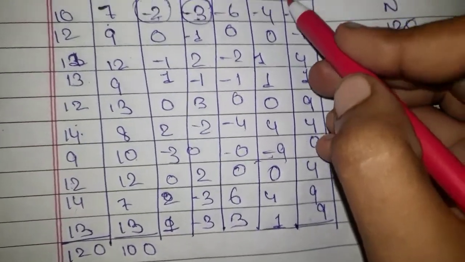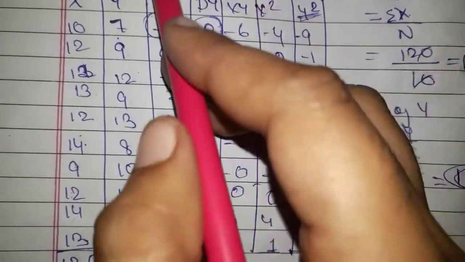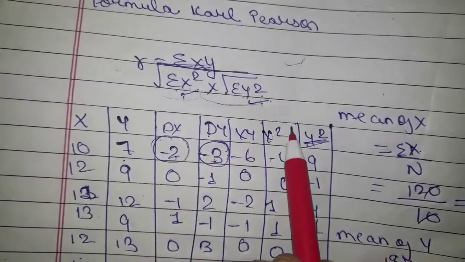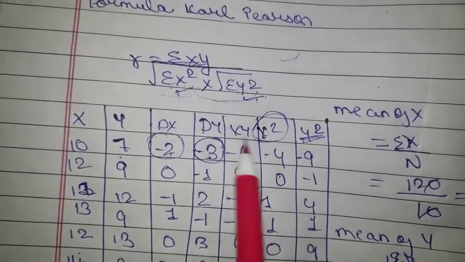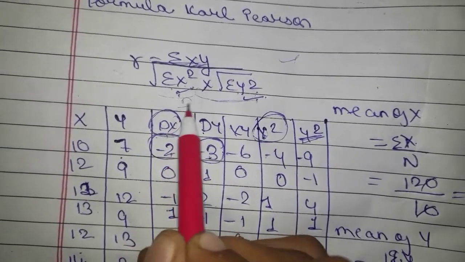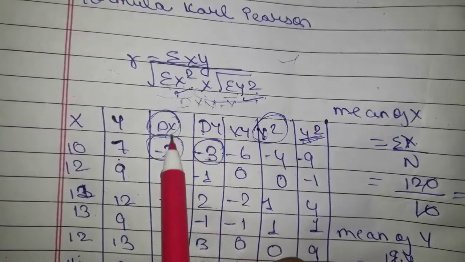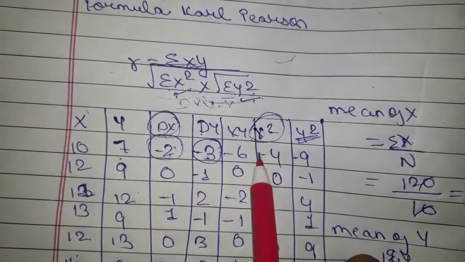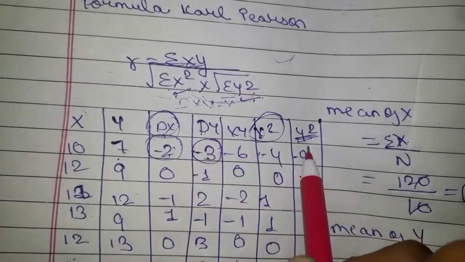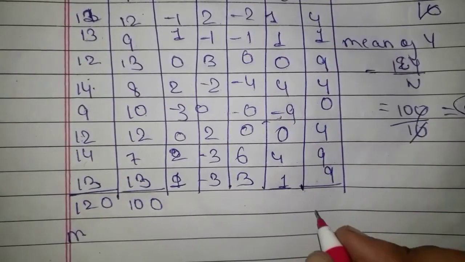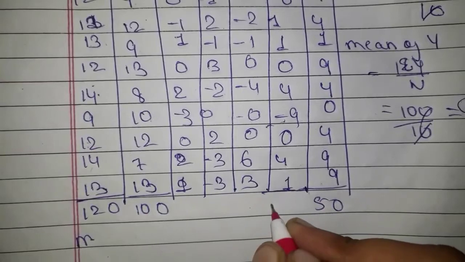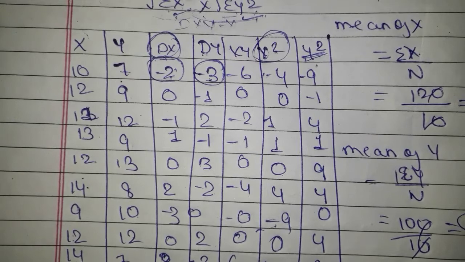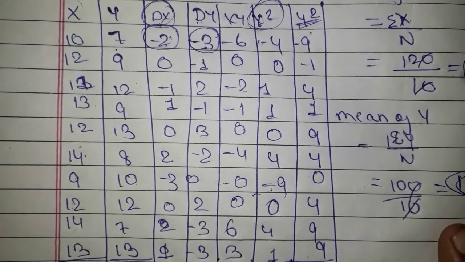As we know, it has been given in the formula that we want sigma x square and sigma y square. That's why we calculated x square and y square from the deviations. As you know, d is equal to x minus x bar. From deviation dx we calculated x square, and from deviation dy we calculated y square. So what is the total of these? It will come to 50, it will come to 24, and sigma xy will come to 4. As you know, when we square a number, the minus sign is automatically ignored.